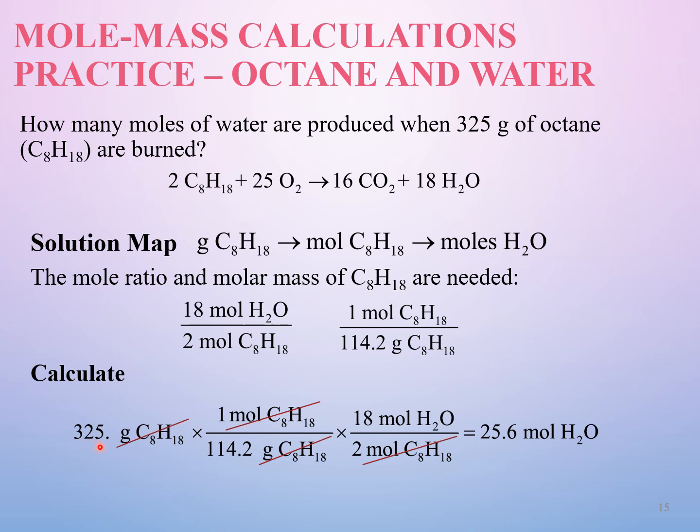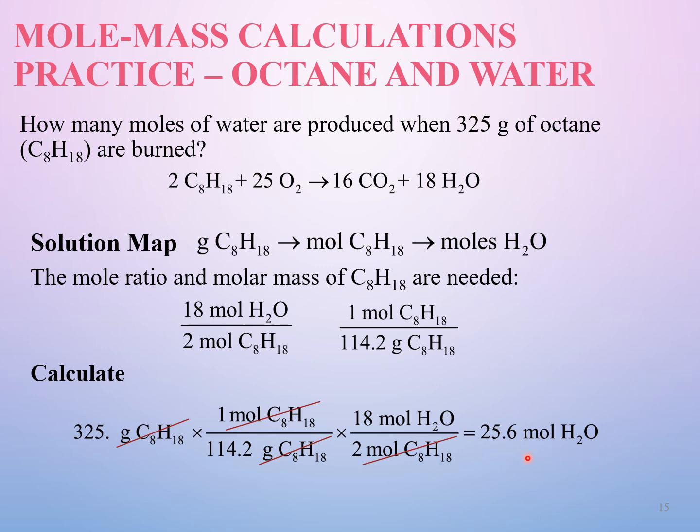We'll start with 325 grams of octane. We convert it to moles first, so we cancel off the grams on the bottom. The moles of octane is on the top, and then we want to change the moles of octane to moles of water, so this goes on the bottom to cancel off. So when you do your calculation, it's 325 times 1 divided by 114.2, and then you will also change it to mole ratio, and you have 18 moles of water here to 2 moles of octane, and your answer is 25.6 moles of water.